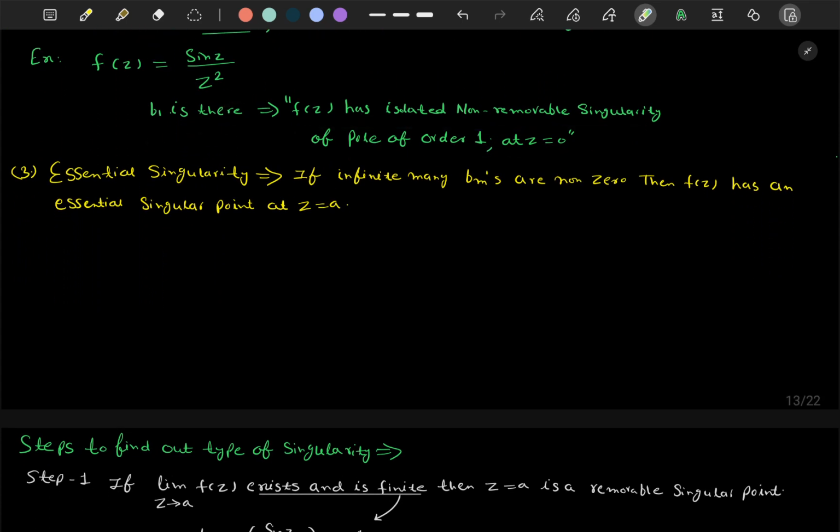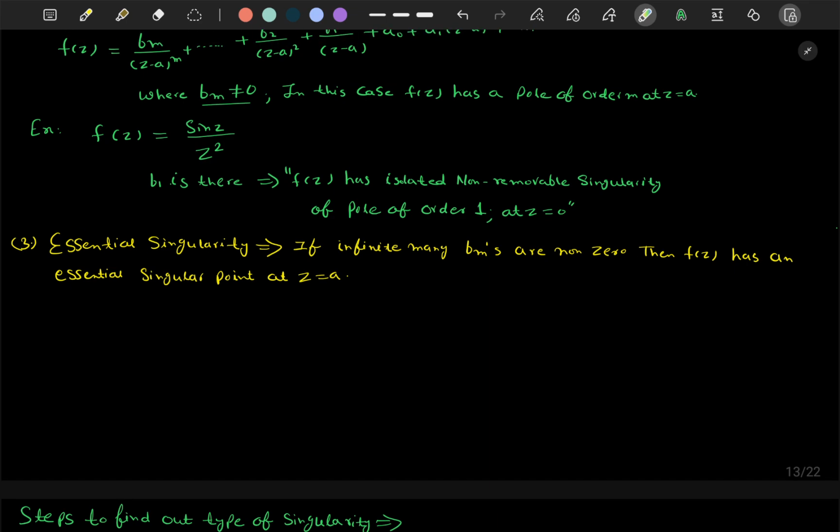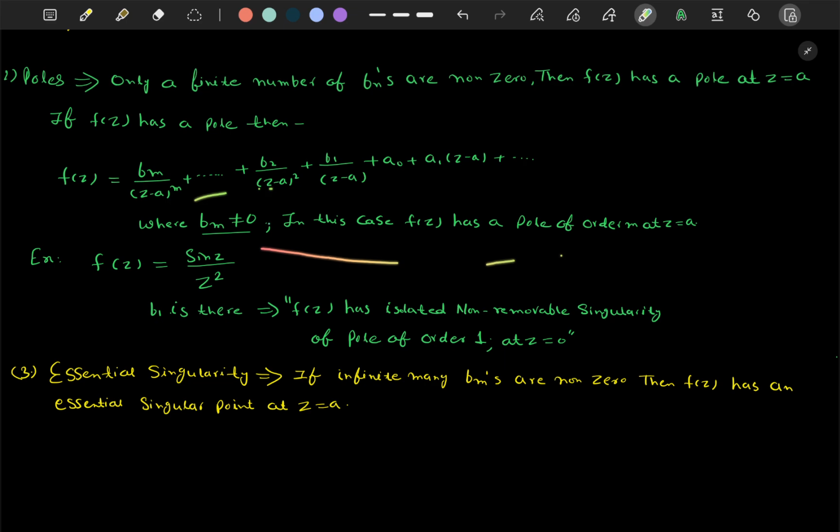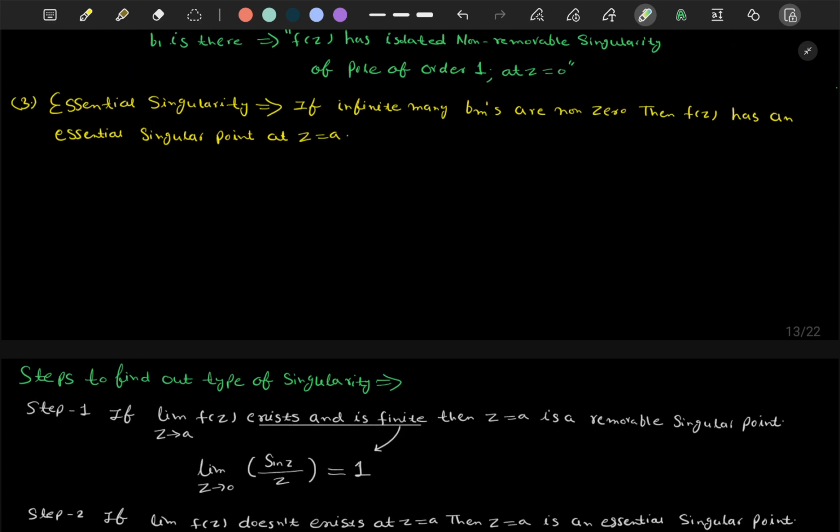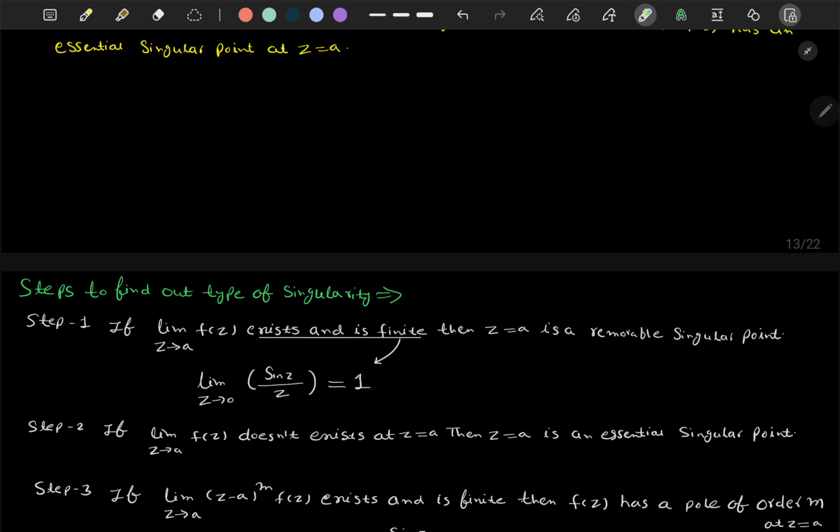Now essential singular point. If infinitely many b's are non-zero, then f of z has an essential singular point at z equal to a. You know, if b_m till infinity are non-zero, meaning 1 by z going to infinity, then only we will say it is an essential singular point.